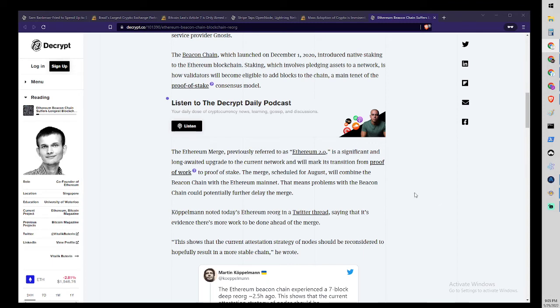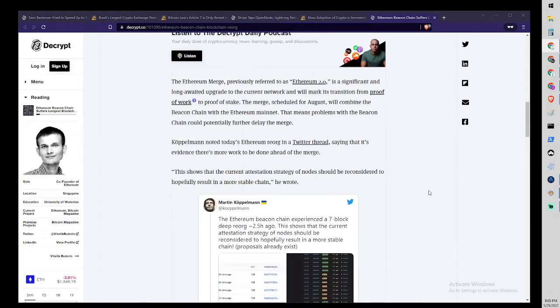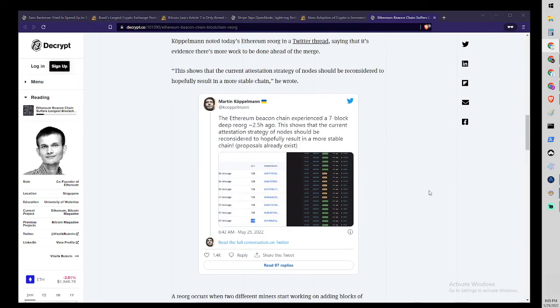Koppelman noted today's Ethereum reorg in a Twitter thread, saying that it's evident there's more work to be done ahead of the merge. Quote, "This shows that the current attestation strategy of nodes should be reconsidered to hopefully result in a more stable chain," he wrote.